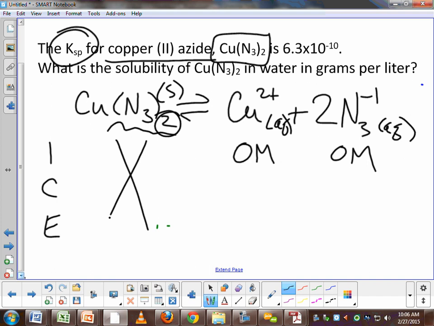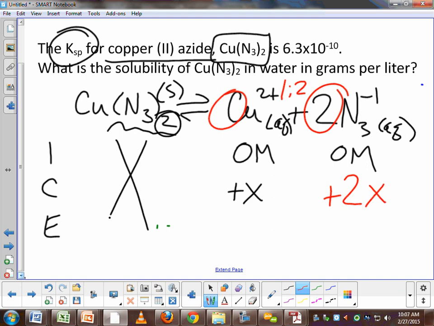So we started with 0. Now we're going to do the change. Remember, products increase. So the copper is going to be plus X. The azide, here's where you have to be paying attention. The copper and the azide are in a 1 to 2 molar relationship, which means if copper increases by X, the azide increases by 2X, right? 1 to 2. You're always going to have double the amount of azide as copper based on the chemical formula. That's huge. That's what those changes are based on, right? Changes are based on stoichiometry. So our equilibrium concentration of the copper is X, and the equilibrium concentration of the azide is 2X.